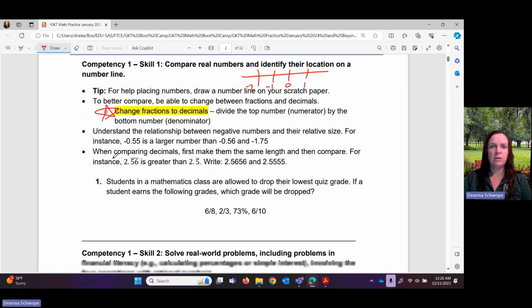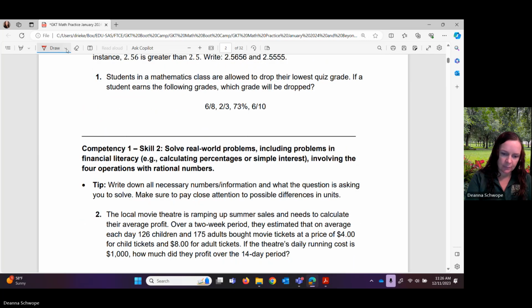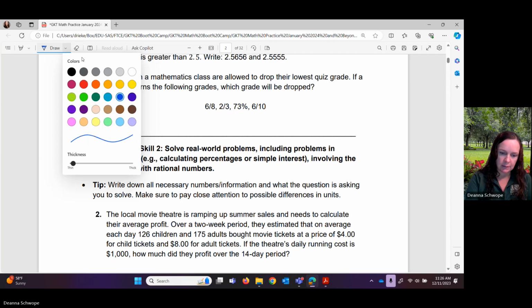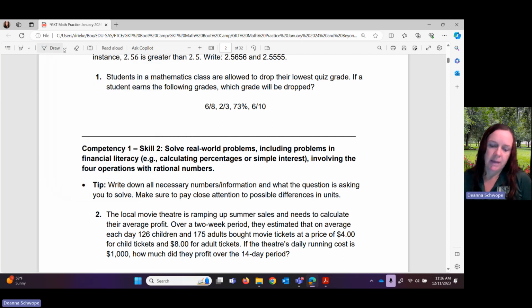All right, so let's move on to the first question. Students in a mathematics class are allowed to drop their lowest quiz grade. If a student earns the following grades, which grade will be dropped? So what we're going to do, I have my calculator here, is we're going to change all of these to a decimal, which will make it easy to be able to compare them.